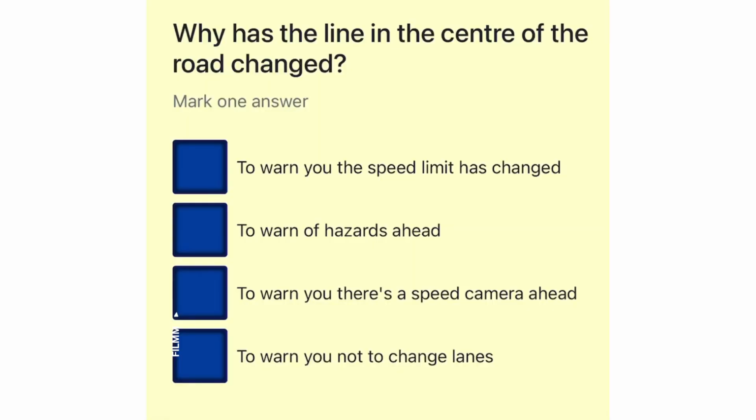Why has the line in the center of the road changed? To warn you the speed limit has changed. To warn of hazards ahead. To warn you there's a speed camera ahead. To warn you not to change lanes.